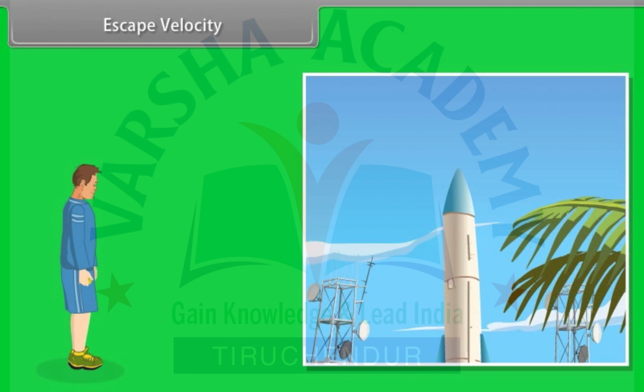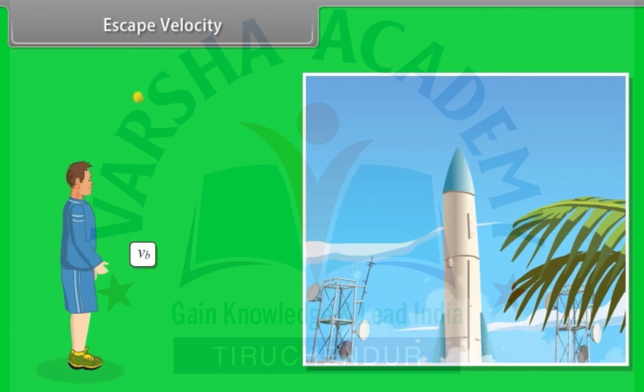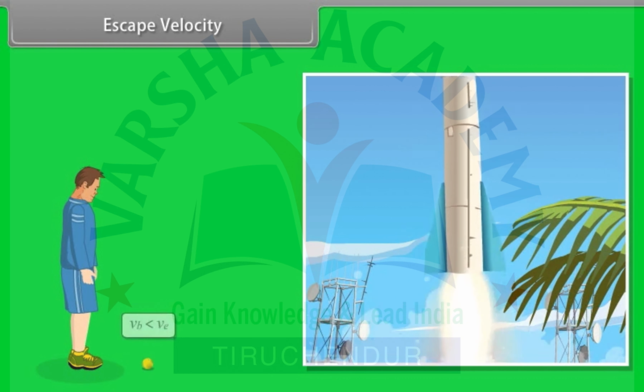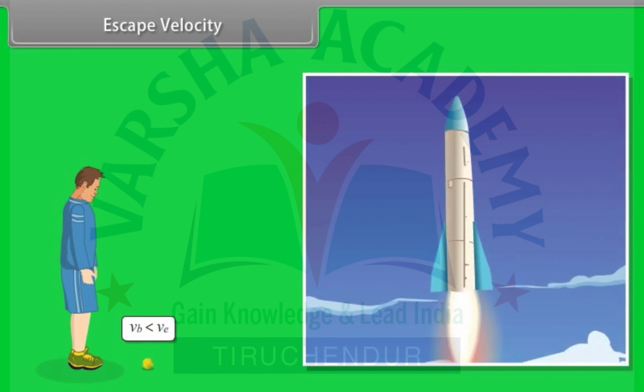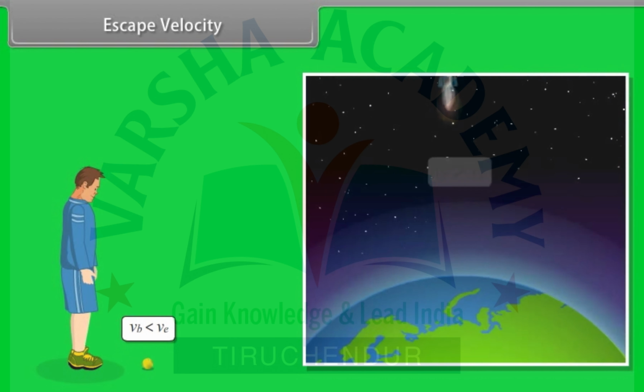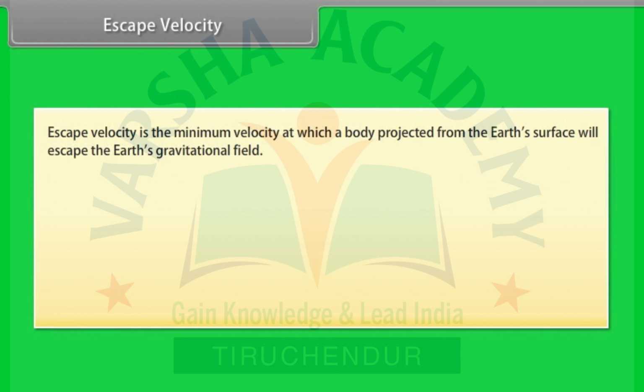Escape velocity. Can we throw an object with such high initial speed that it does not fall back to the Earth? Yes, if we throw an object with escape velocity, it does not fall back to the Earth. Escape velocity is the minimum velocity at which a body projected from the Earth's surface will escape the Earth's gravitational field. Escape velocity for the Earth is v is equal to 11.2 km per second.